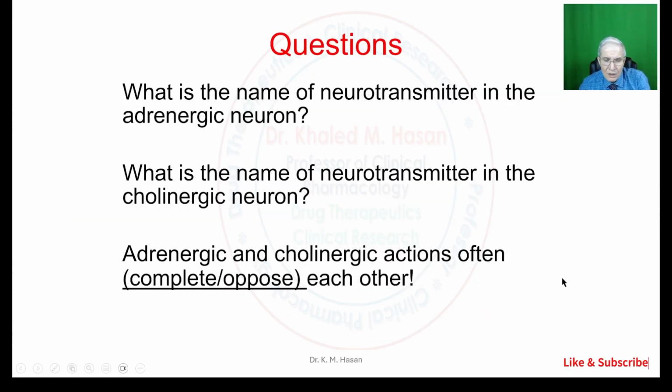Okay, so when we conclude this first part of the autonomic nervous system, we need to ask ourselves several questions to refresh our minds. What is the name of the neurotransmitter in the adrenergic neuron? The second question, what is the name of the neurotransmitter in the cholinergic neuron? And the last statement, yes or no: adrenergic and cholinergic actions often complement or oppose each other. Which one is correct? Complement each other or oppose each other?